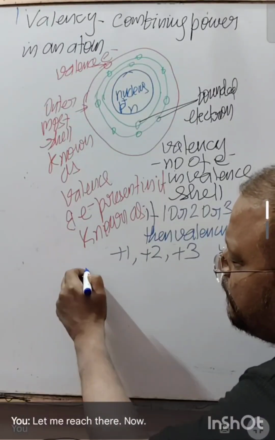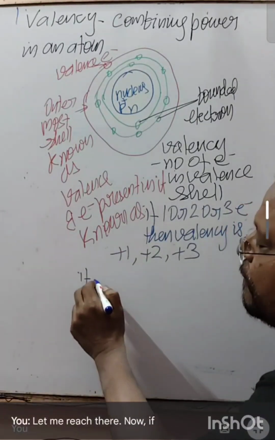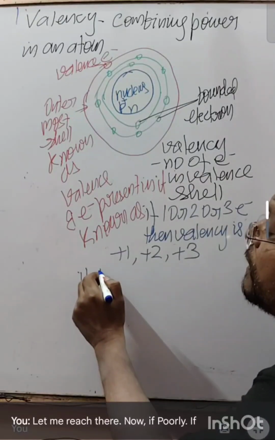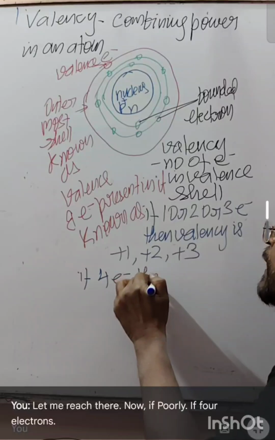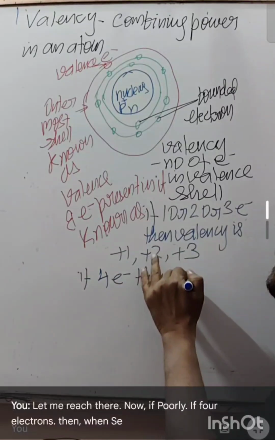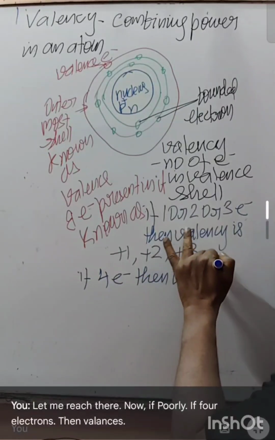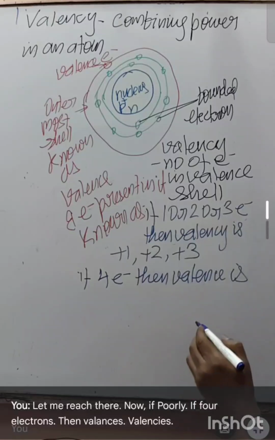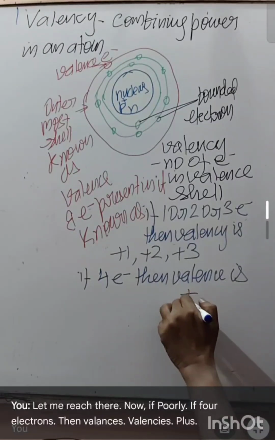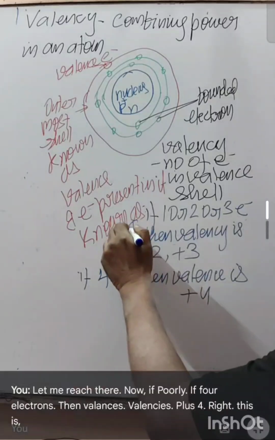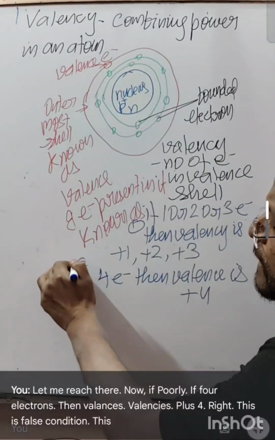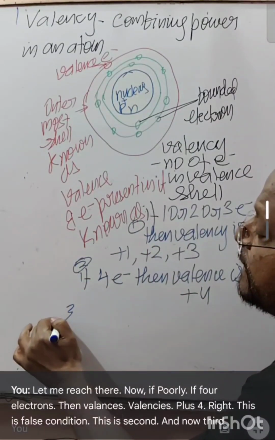Now if four electrons, then valency is plus 4, right? This is the first condition, this is the second, and now the third.